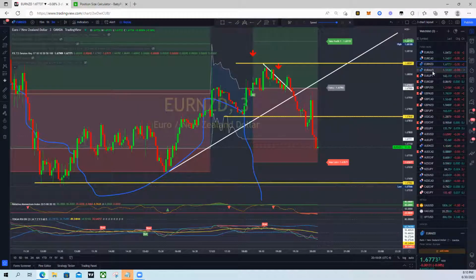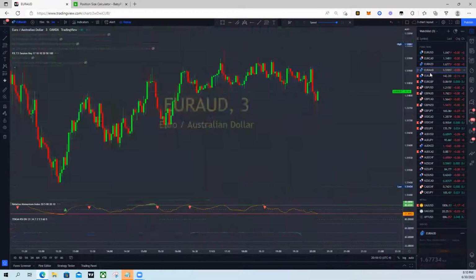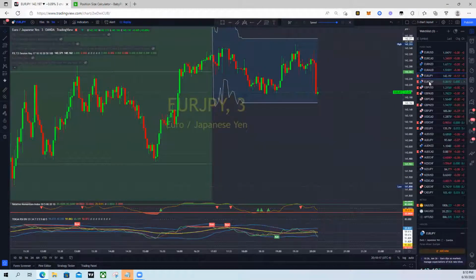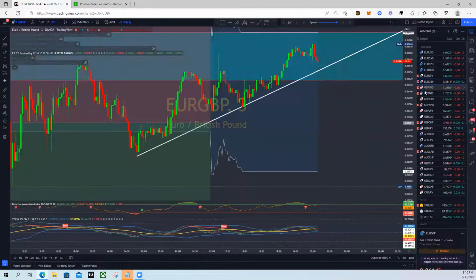Euro NZD is already in sales. We were anticipating that from the M pattern, so that's already in profit. Euro AUD is still in the zone, so we're not even worried about it. Euro JPY, same thing, still in the zone, not worried about it. I don't like trading Euro GBP, but I'm anticipating this sell.